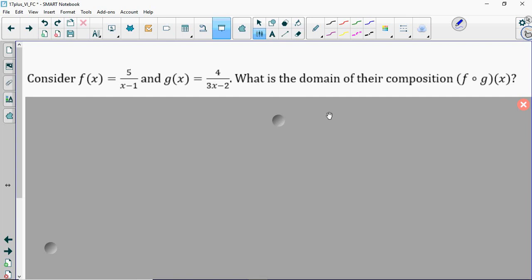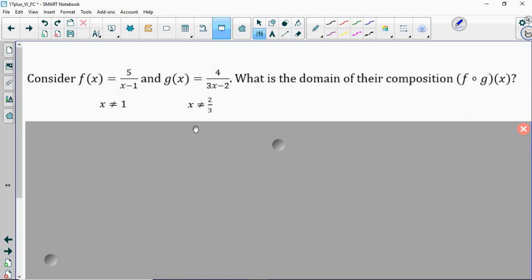All right, so the first thing we want to think about when we're dealing with domains of compositions is, hold on, let's just figure out the domain of each individual function. So we can look at these, and we should be able to identify pretty quickly that f of x has a domain of all real numbers except for 1, because I'll be dividing by 0 there, and g of x will be all real numbers except for 2/3. And at least some of that information is about to be very, very important to us.